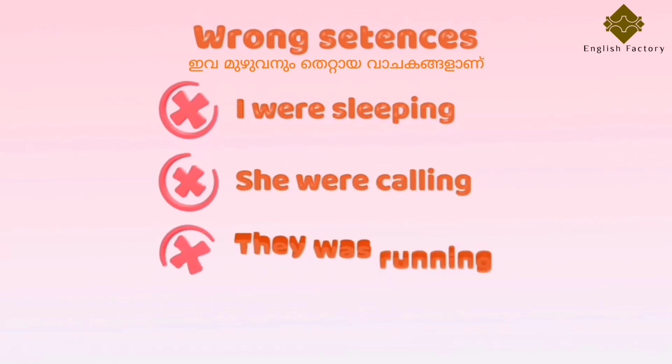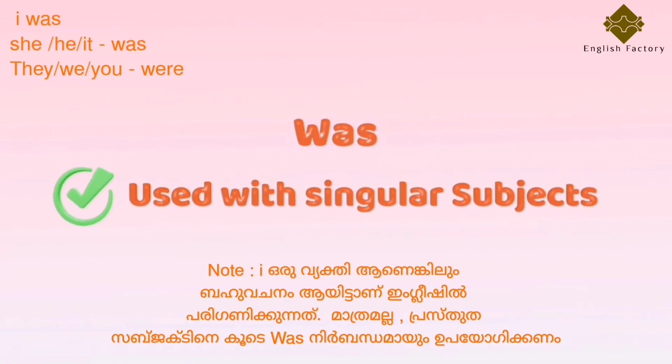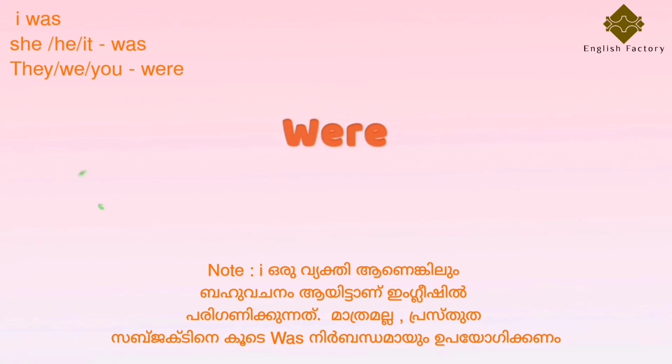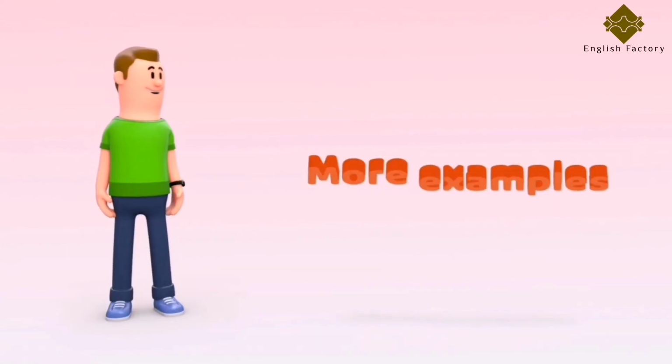All of these are wrong sentences. I were sleeping. She were calling. They was running. We was looking. Was is used with singular subjects. Were is used with plural subjects. More examples.